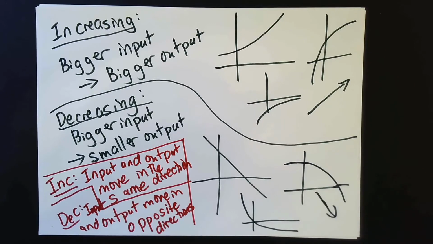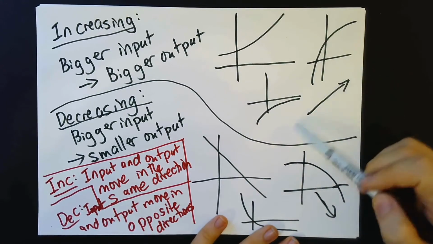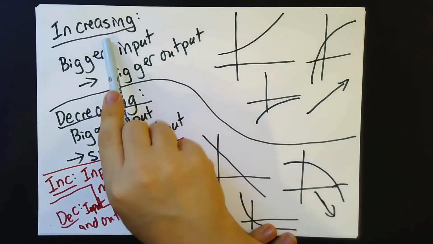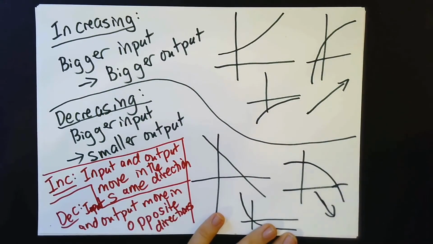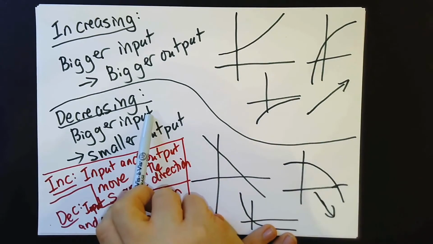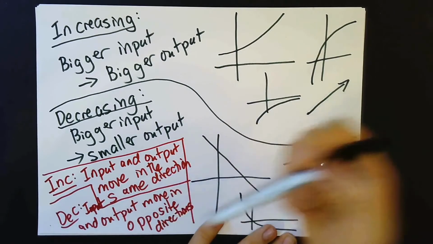I also want to point out, this connects to our discussion about slopes of lines and what different lines look like, because positively sloped lines are the ones that lean this direction, and so positively sloped lines correspond to increasing functions. Negatively sloped lines are the ones that lean this way. They correspond to decreasing functions. So if this seems a little bit familiar, it should be.